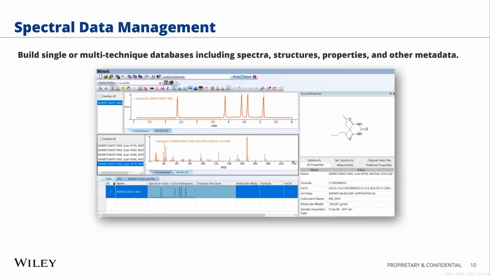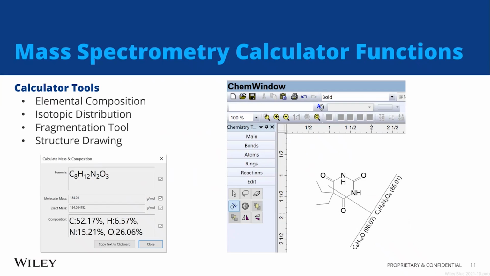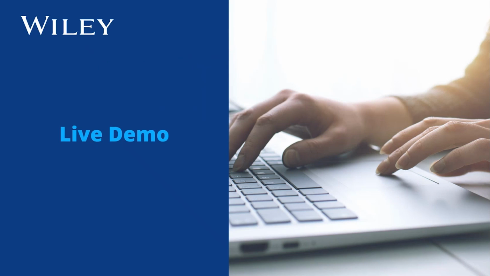In terms of spectral data management, we have tools to build single or multi-technique databases, including spectra, structures, properties, and other metadata. We also have a number of mass spec calculator functions, including elemental composition, isotopic distribution, a fragmentation tool, and structure drawing. And next, I would like to give you a demonstration of the software.